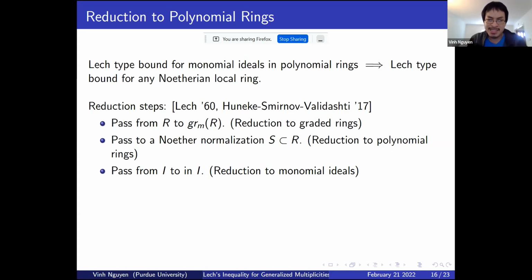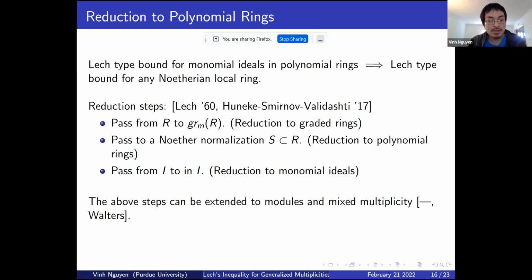There are some details that I omitted here. We have to check that the quantities we're concerned with in our inequality, the multiplicity of the rings, the colength, and the multiplicity of the ideal, change in a certain direction that allows us to lift the bounds from one ring to the other. And in all of the reduction steps, they do change in the right way. Me and Kelsey were able to extend the above steps to mixed multiplicity and to the Buchsbaum-Rim multiplicity.